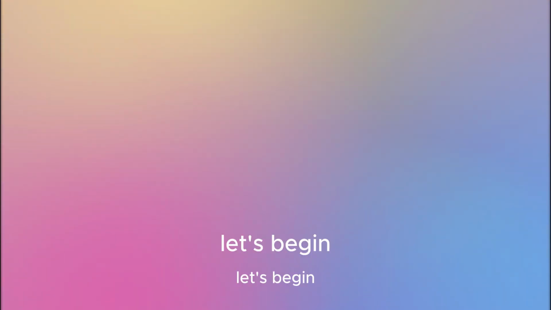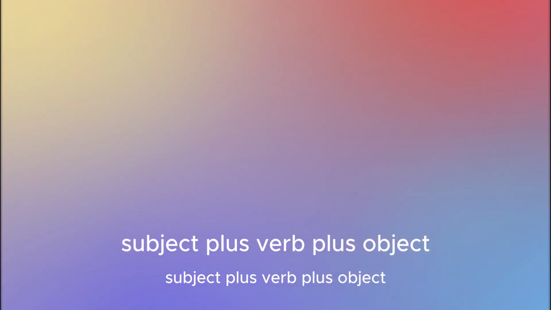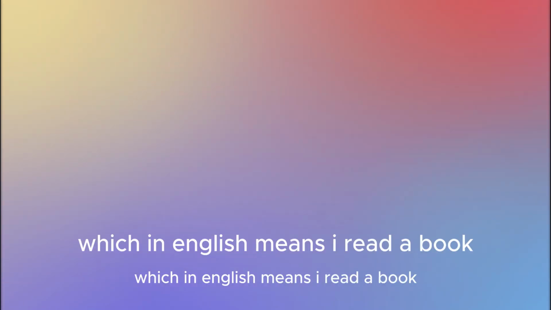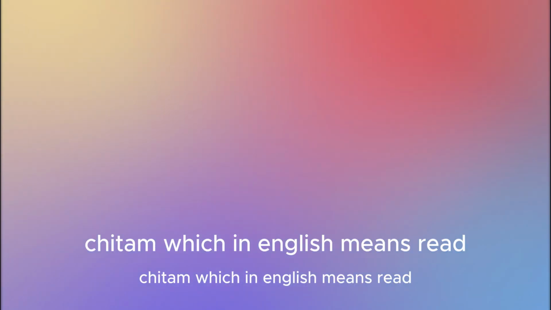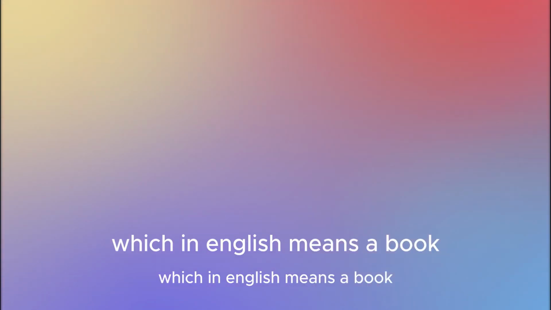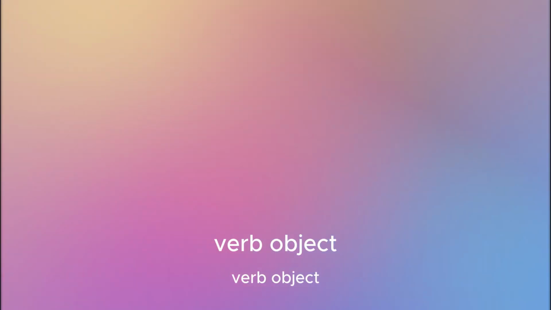Let's begin again. In Polish, a common sentence pattern is podmiot plus orzeczenie plus dopełnienie, which in English means subject plus verb plus object. Let's see a simple example. Ja czytam książkę, which in English means I read a book. Break it down. Ja, which in English means I, czytam, which in English means read, I read, książkę, which in English means a book. So the structure is subject, verb, object.